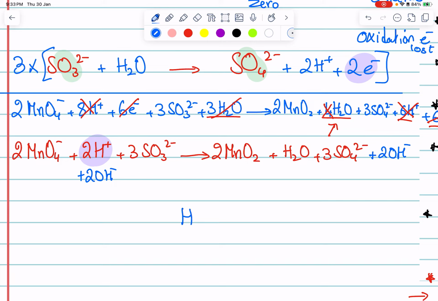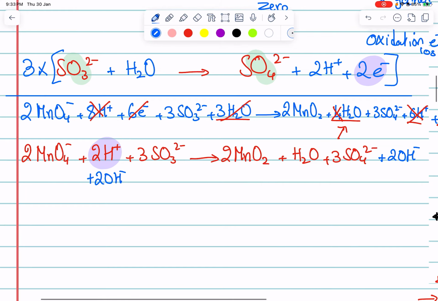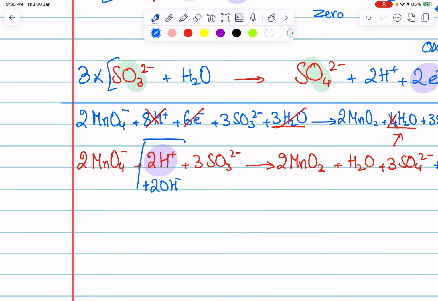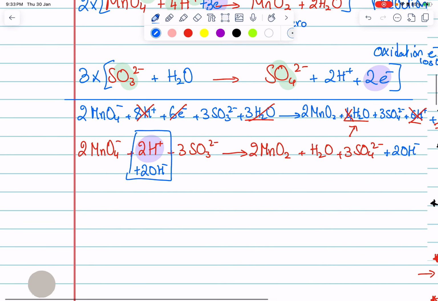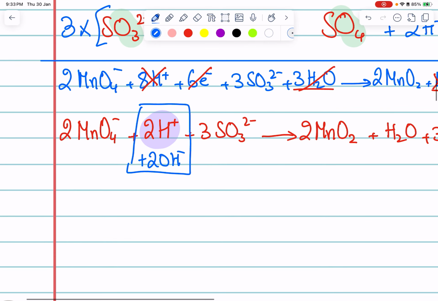Now, remember, here's the trick. Every 1H plus added to 1 OH minus, the plus and the minus, they cancel out, and this becomes H2O, a molecule of water. H, another H, that makes it H2O. So what you're going to do over here is rewrite the equation again, but instead of writing 2H plus and 2OH minus, you're going to write 2H2O.